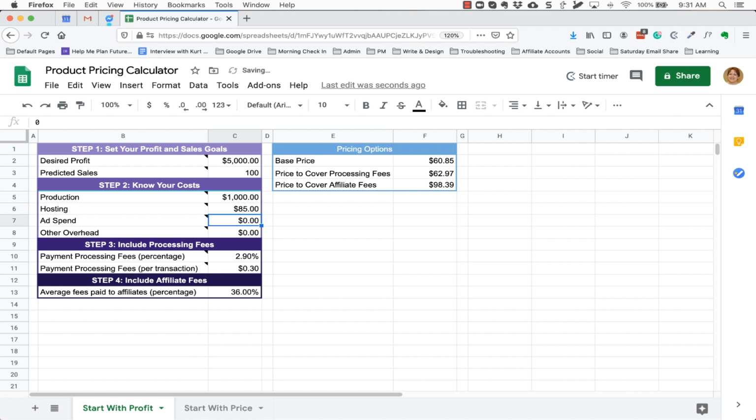I'm not going to spend any money on ads because I don't do that, and I don't have any other overhead. So I'm going to leave these two at 0. I'm going to leave payment processing fees at 2.9% because it's the same whether it's PayPal or Stripe for me, and I sell through both systems, so I know that my payment processing fee is always 2.9%, and I always pay 30 cents per transaction. And as we already said, I know that on average, I pay 36% to my affiliates.